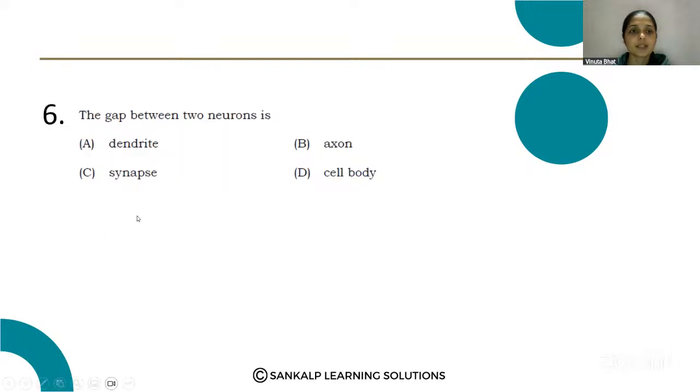Next question. The gap between two neurons is: option A, dendrite; option B, axon; option C, synapse; option D, cell body. Dendrite is the branched part which receives the impulse. Axon is the elongated part. Synapse is the correct answer, that is the gap between the two neurons. Option C is the correct answer.